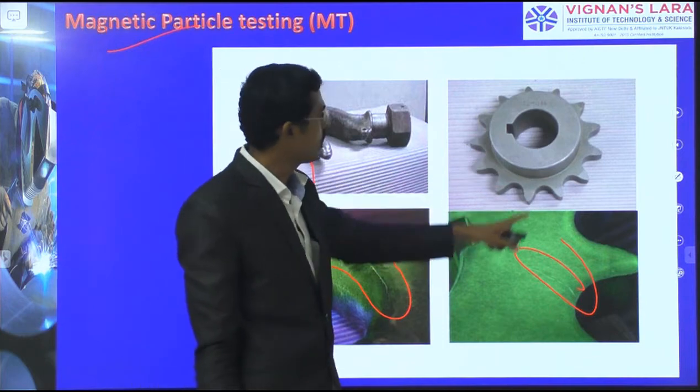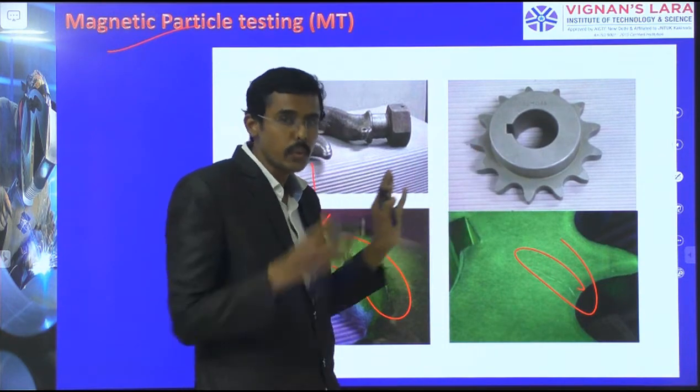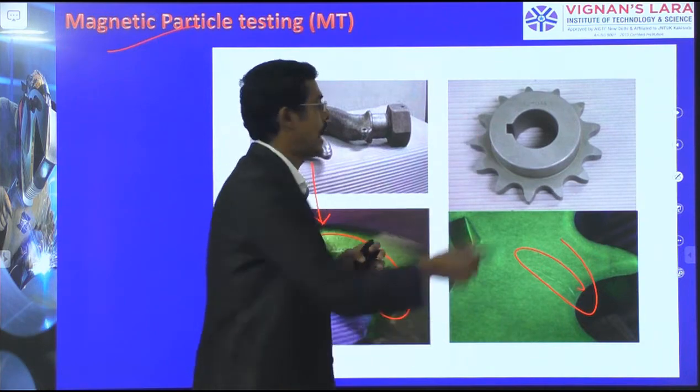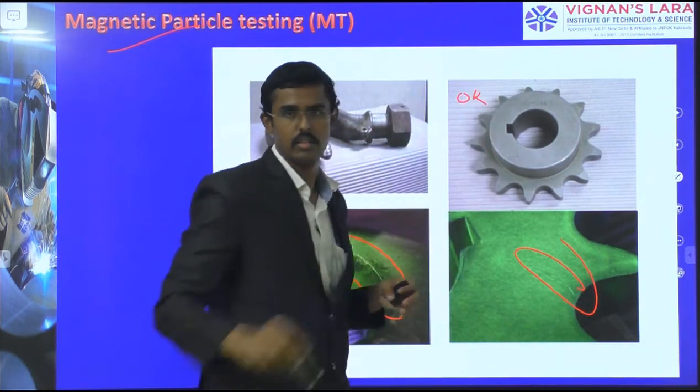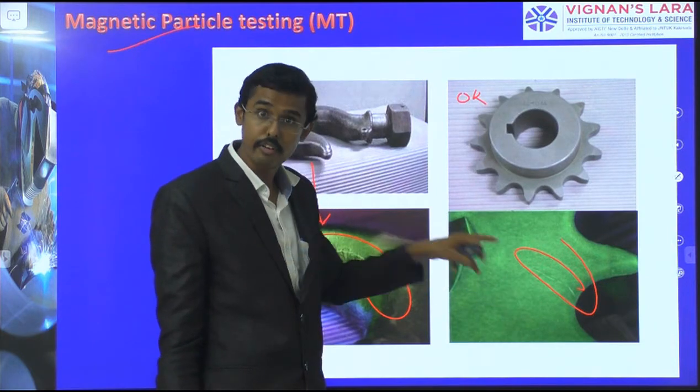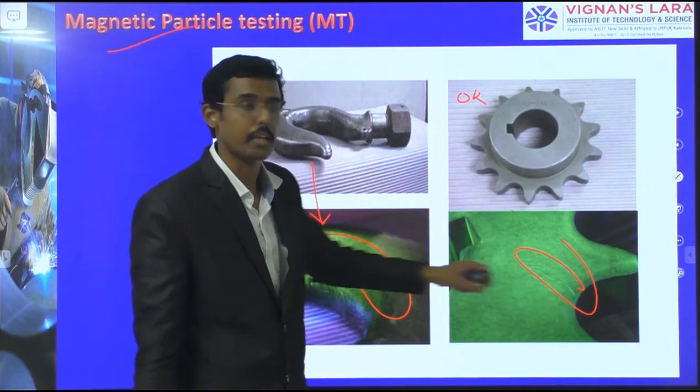On this gear you see here, by simple visual inspection it passes. Through visual inspection I am not finding any defect, so I am putting okay for this. But actually, you see here the crack is there. It is found through magnetic particle testing, MPT.